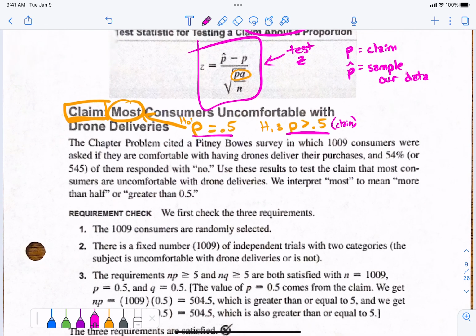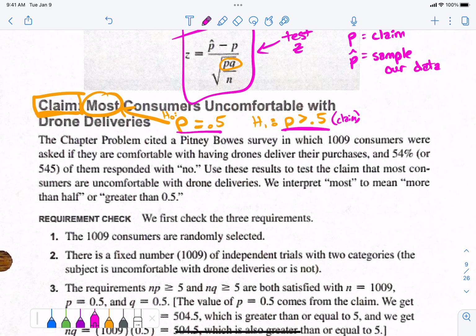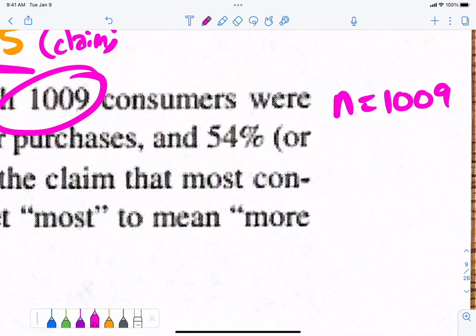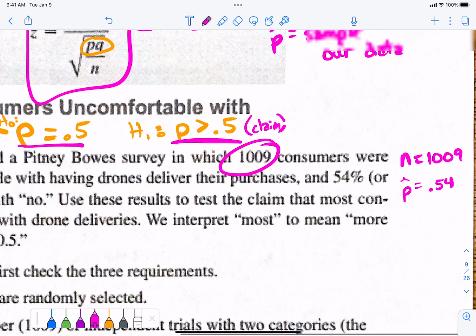The chapter problem cited the Pitney Bowes survey in which 1,009 customers. What's that mean? N. Anytime you see this information, write it down off to the side. They were asked if they are comfortable with having drone deliveries, and 54% of them responded with a no. What is 54%? P hat. 0.54.